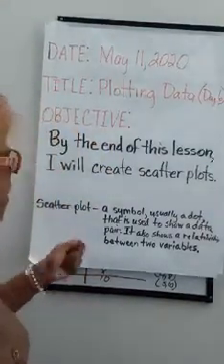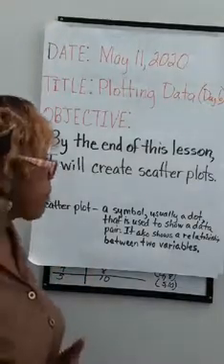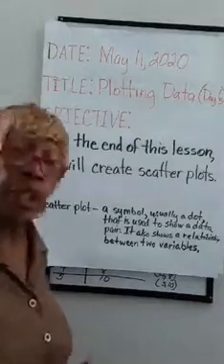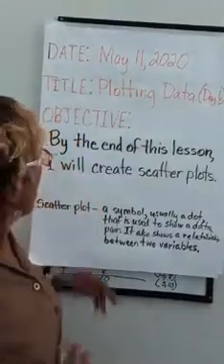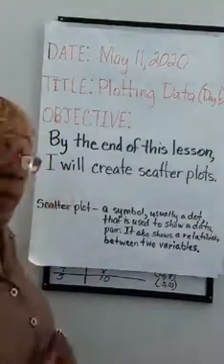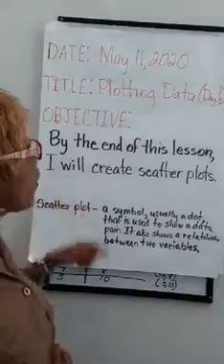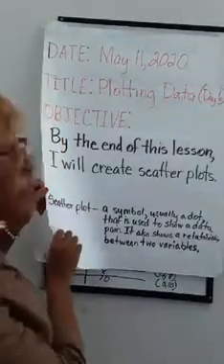A scatter plot is a symbol, usually a dot, that is used to show a data pair. It also shows a relationship between the two variables X and Y. By the end of this lesson, this is your objective: I will create scatter plots. Here's your do now for this morning.